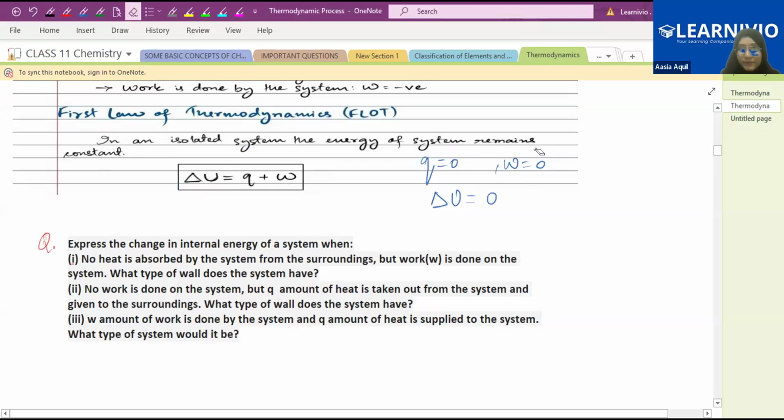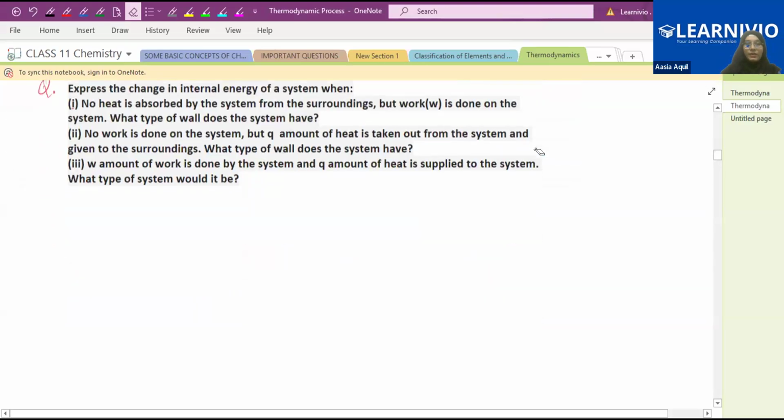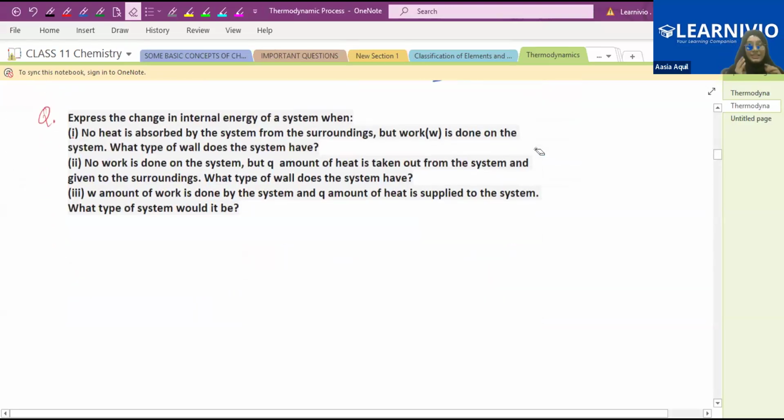Clear, everyone? Yes, ma'am. Okay. If it is clear, now just quickly do this question. First, express the change in internal energy of a system. First question, Neha will tell me the answer.